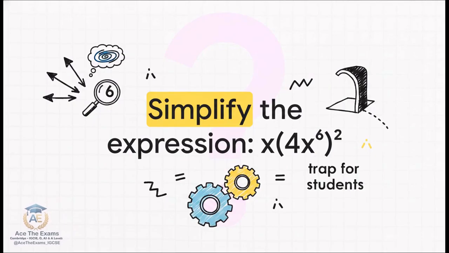Let's tackle another algebraic challenge with question 8. Now, I have to warn you, this one is a fantastic trap for students who rush and forget their basic index laws. The prompt is incredibly short. It just says, simplify x times the quantity 4x to the power of 6 squared. It looks so small, right? But do not be fooled. There are multiple operations competing for your attention here. You've got multiplication, you've got powers, you've got parentheses. If you try to do this all in one go, your brain is going to cross its wires.